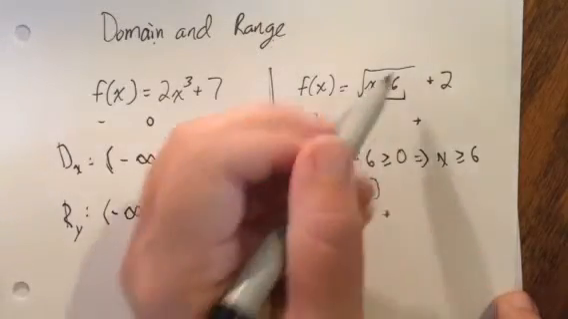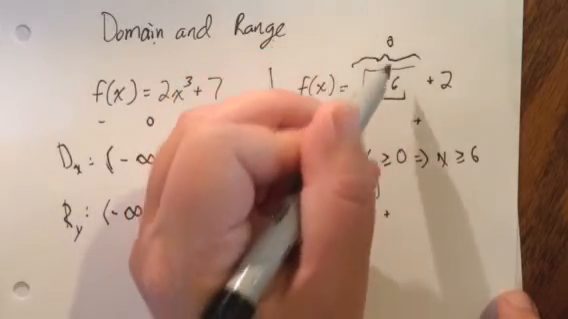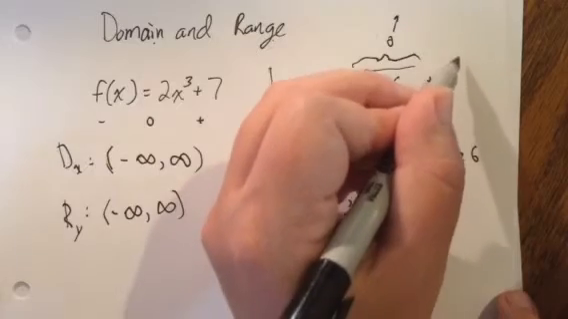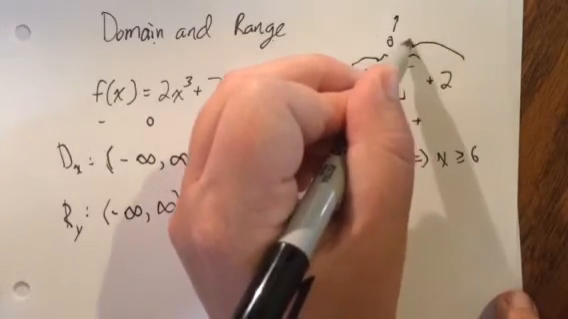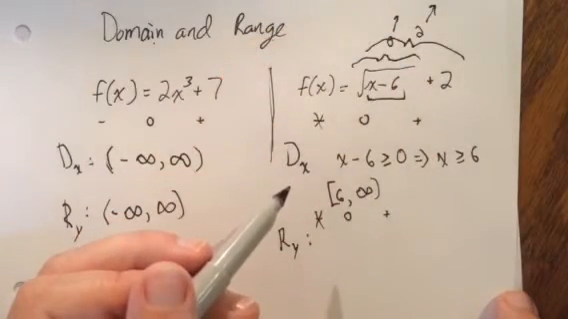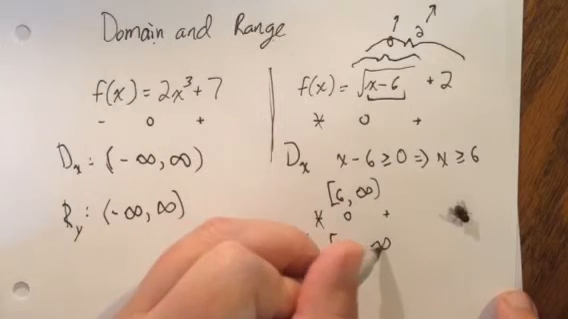So if I go here, the square root itself, the lowest it's going to give me is 0. And then it's going to go up. Well, if I add 2 to that, then the lowest my entire function would give me would be 2. And then going up. So my range should be 2 to infinity.